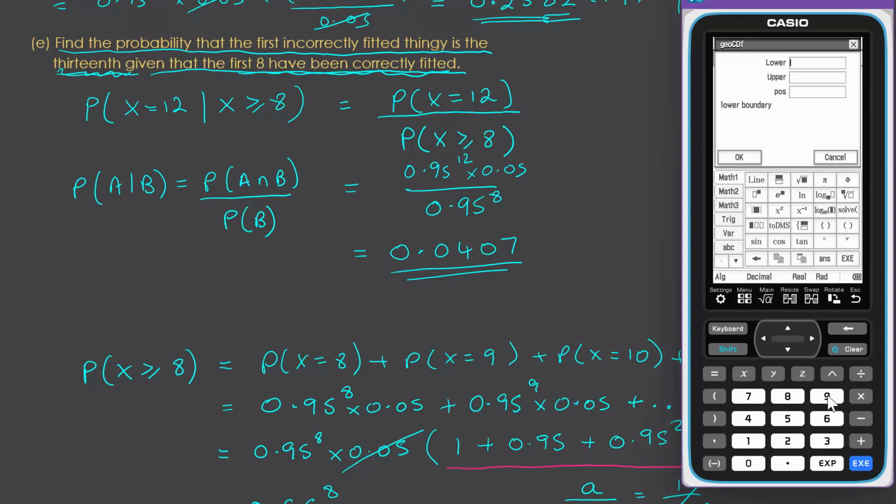So the ClassPad is going to want it to be 9 because it goes 1 up from us. Now, it doesn't like it if you put infinity in here. So just put in a big number. The probabilities will get so small when you get out to something like 1,000 that it really doesn't matter. Probability of success is 0.05. And OK that. And you can see you get the same answer.